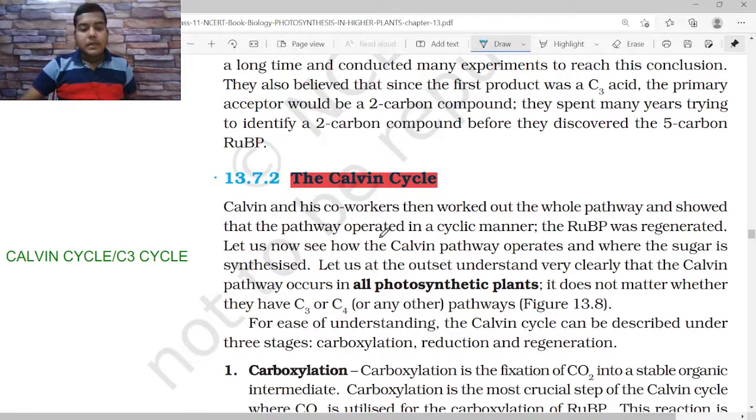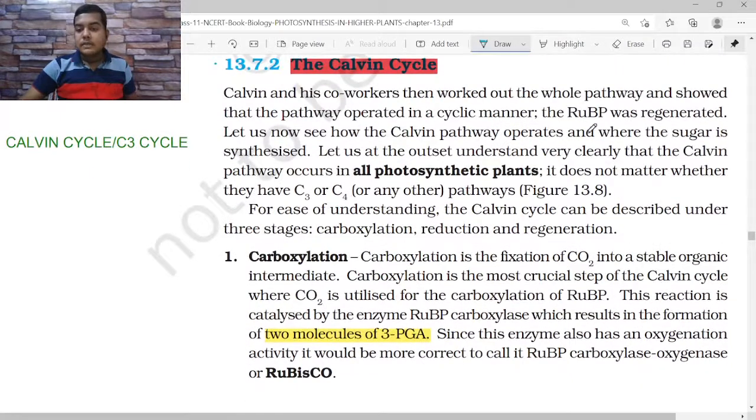So since this is the pathway which works in a cyclic manner, the RuBP was generated, ribulose 1,5-bisphosphate, right? So let us now discuss this pathway. I'll read out the NCERT first, so NCERT से भी relate हो जाएगा. Let us now see how the Kelvin pathway operates and where the sugar is synthesized.